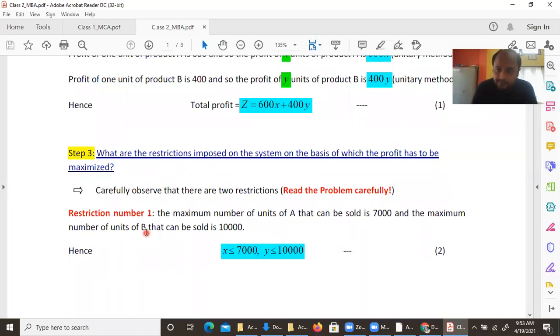You cannot cross it. The number sold shouldn't exceed 7,000 for product A, and the number of units shouldn't exceed 10,000 for product B. So I'm putting some sort of upper bound, and therefore you are not going to get an equality, you are going to get an inequality. That's why with respect to product A, I have written this restriction in the form X is less than or equal to 7,000, where 7,000 is the upper bound, and Y is less than or equal to 10,000, where 10,000 is the upper bound.